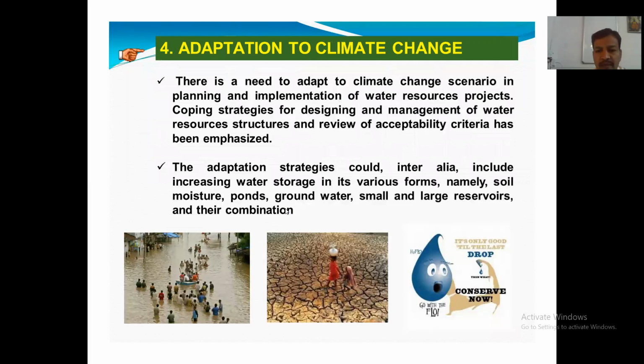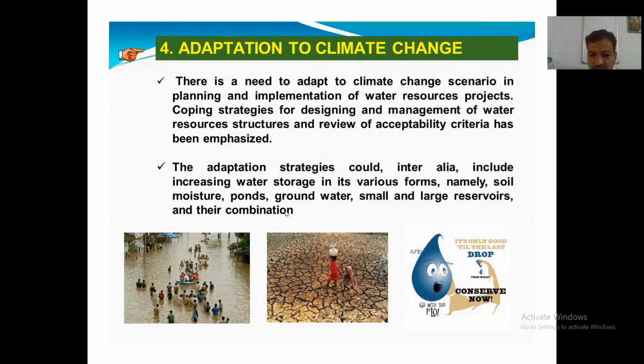The adaptation to climate change. So there is a need to adapt to the climate change scenario in the planning and implementation of water resources projects. There is the effect of the climate change on the water resources. So as we have seen, in winter season and summer season, there may be less water available. In summer season, there may be chances of drought. In the rainy season, there may be more water available. There is an effect of the climate change.